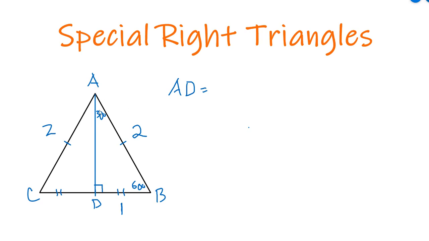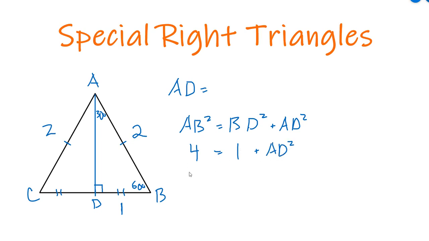So let's remember the hypotenuse, AB. If we square that hypotenuse, that's going to be equal to the sum of the squares of the other two sides. In this case, BD and AD. So I can plug in my values that I have here. AB is 2, and 2 squared is 4. BD is 1, and 1 squared is 1. And I'm looking for AD, so I'm going to keep that the same. I'm subtracting 1 from both sides. So AD squared is going to be equal to 3, which means that AD equals square root of 3.